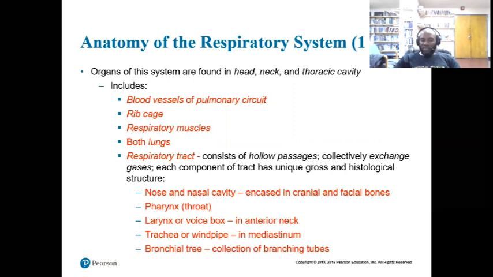We have a right and left lung that we need to discuss, and then we have this respiratory tract, this passageway for the air that we breathe in and out to travel, which starts with the nose, the nasal cavities, and the mouth. We also have the pharynx, the larynx, the trachea, and then we go into a bronchial tree inside your lungs.